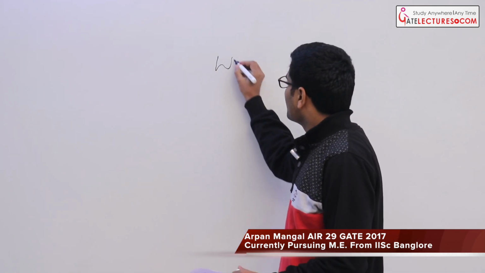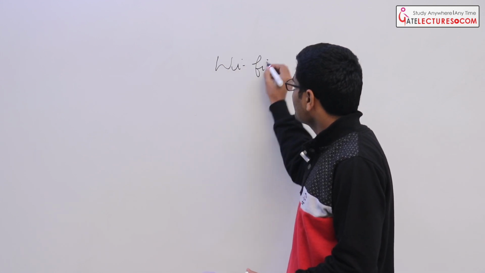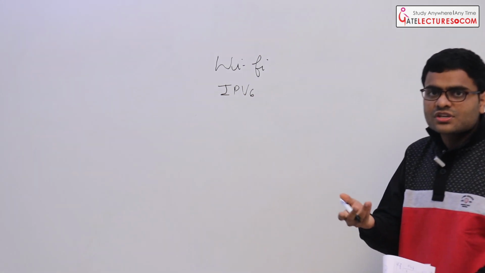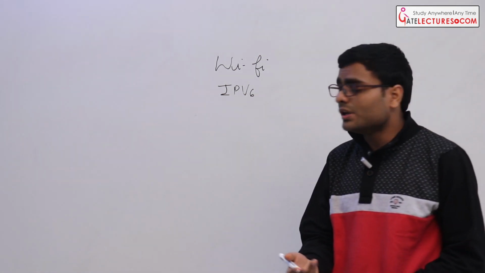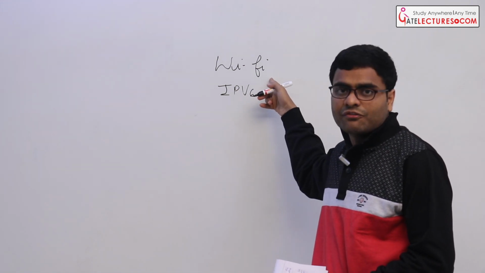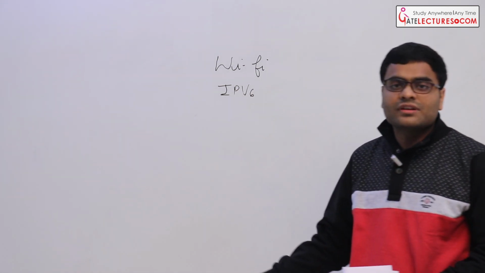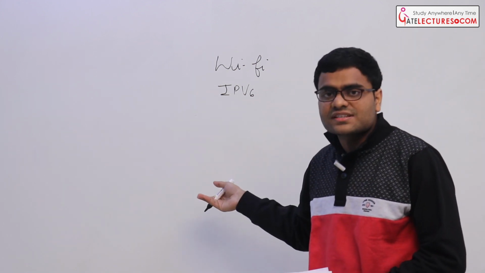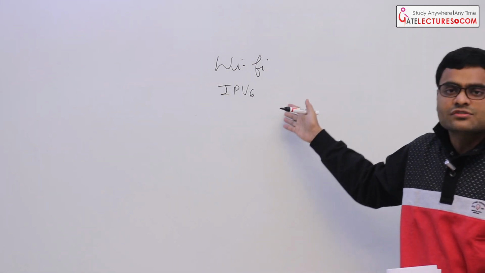So in the GATE there are a few topics which are recently added, like Wi-Fi and IPv6. These are the two topics which were added in GATE 2016 only, and in GATE 2016 we had one question on Wi-Fi, and in 2017 we didn't have any question from these two topics. So there are very high chances that we get a question on these two topics.